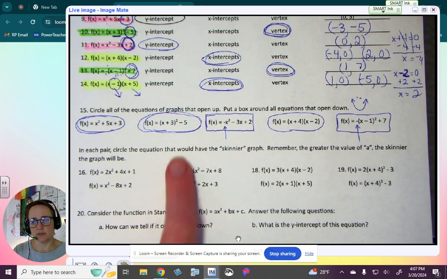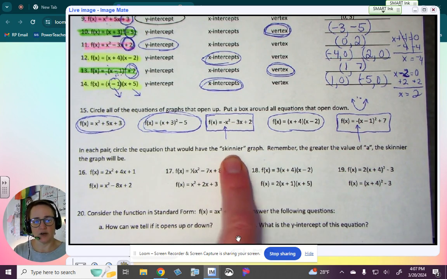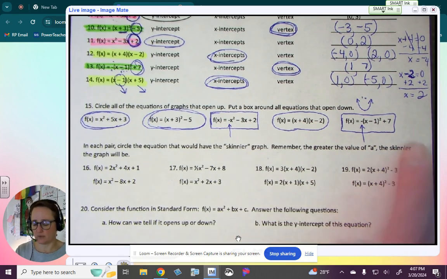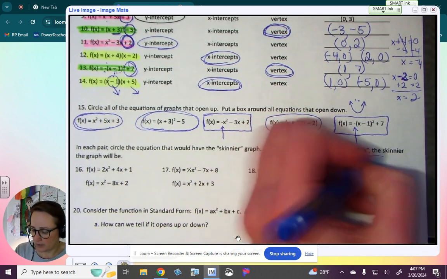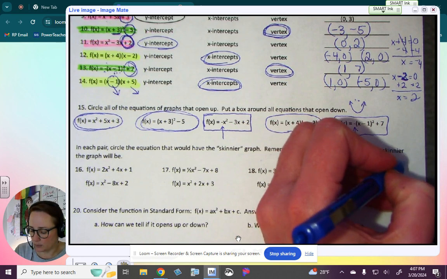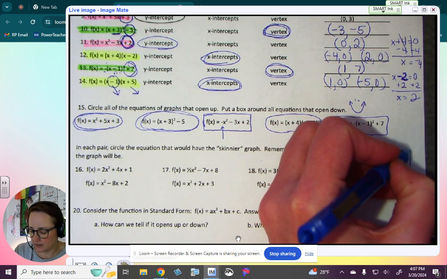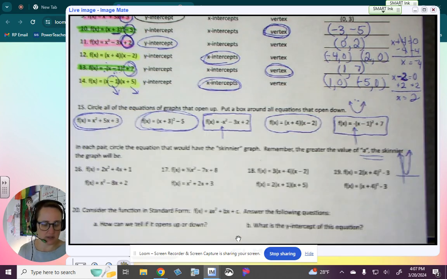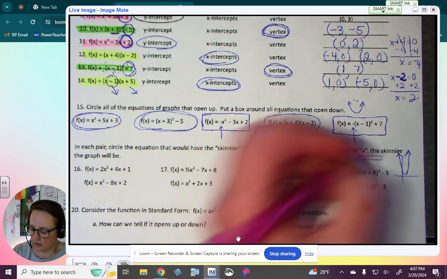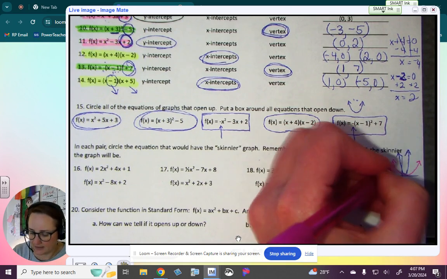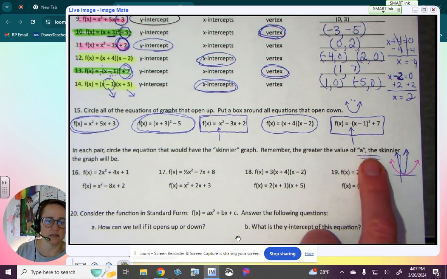In each pair, we want to circle the equation that would have the skinnier graph. It says, remember, the greater the value of a, the skinnier the graph will be. We were talking about things that it makes a steeper slope. So if you have a large a value, its slope is steeper. See how that one's growing a lot more than this one. It has a slope that's not as steep. Okay, so a larger a is a skinnier graph.